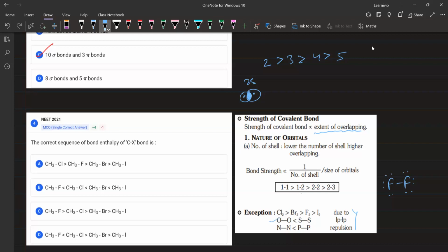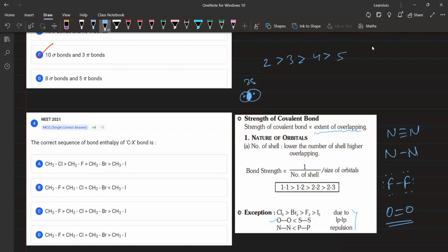Similarly, oxygen single bond, not double bond. But if you have oxygen double bond, then it is quite strong. Similarly, nitrogen triple bond will be quite strong, but nitrogen single bond is weaker than P-P. The reason is the same, that is the lone pair electrons.